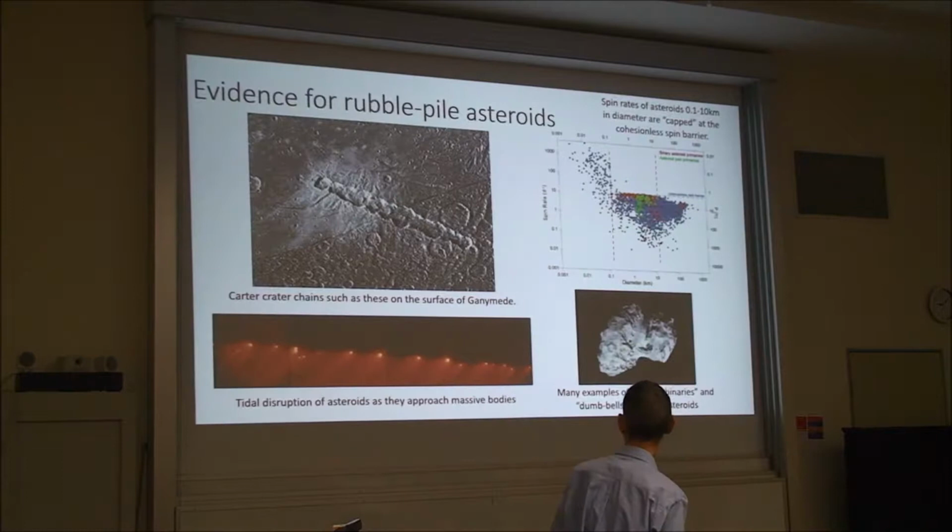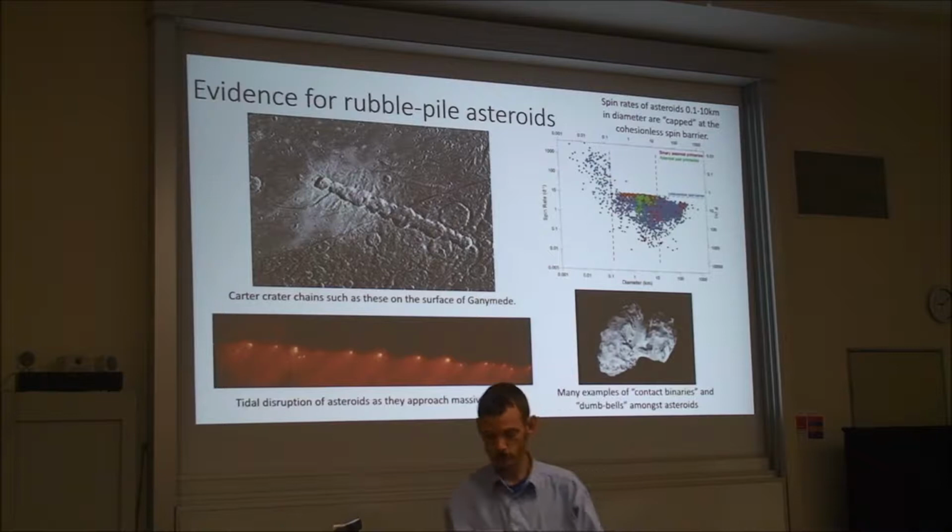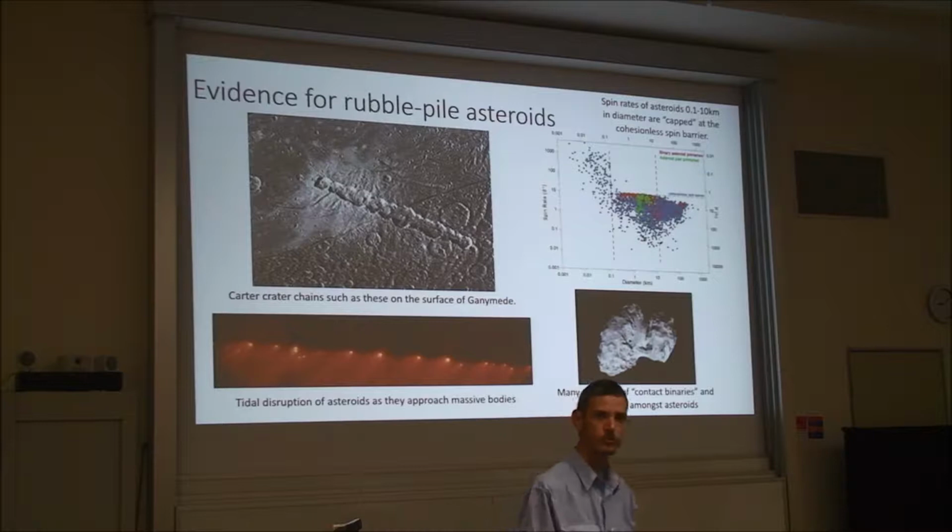Other evidence of the fact that there are in fact asteroids, which are just piles of rocks that decide to hang out together in space, are these crater chains, don't try and say that too fast, on the surface of Ganymede, for example, where an asteroid, which was a rubble pile comprised of many smaller chunks, has impacted with the surface of Ganymede, one of the moons of Jupiter, am I right? Yes.